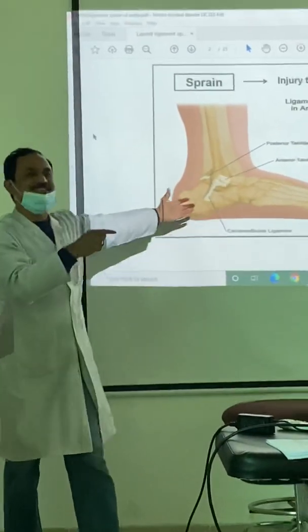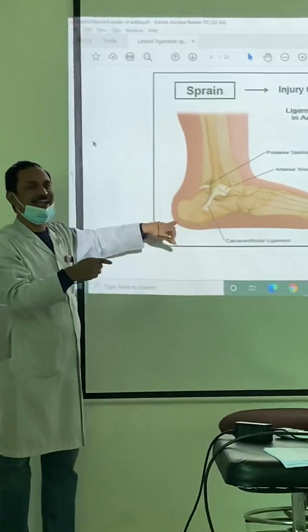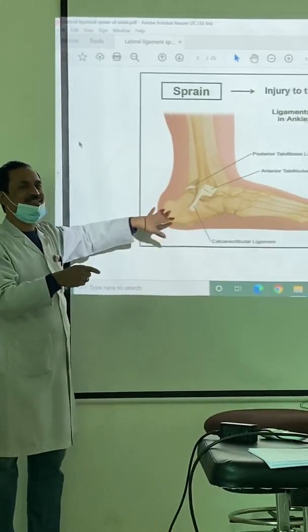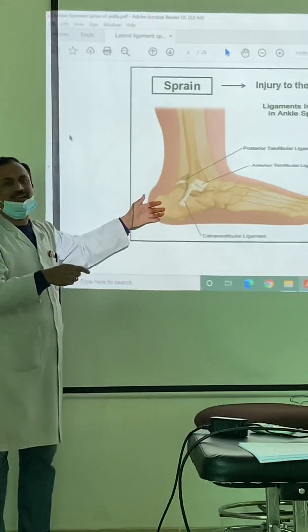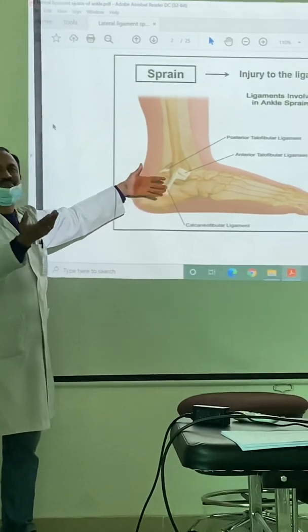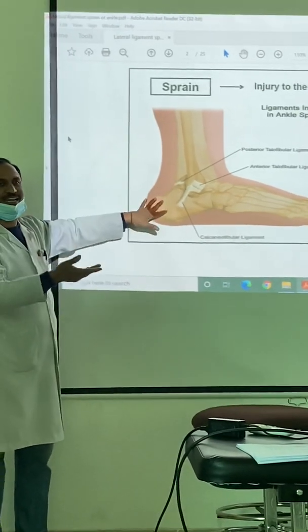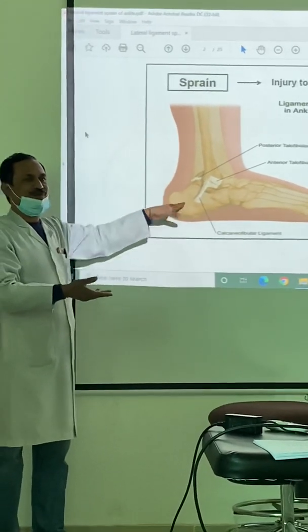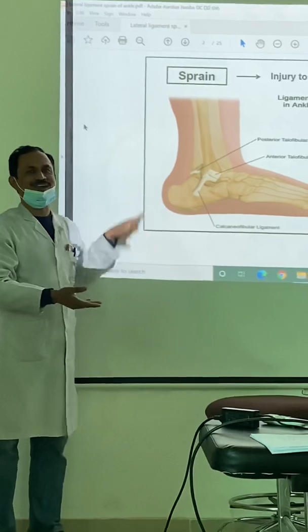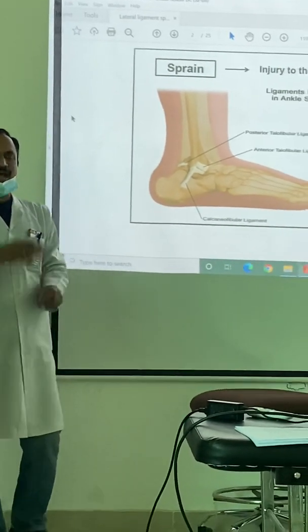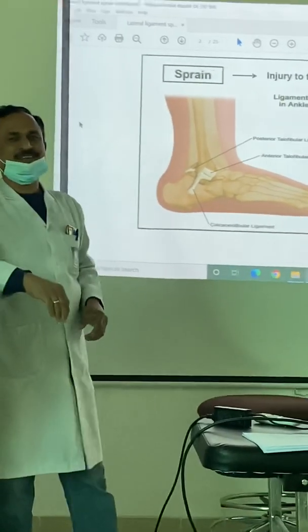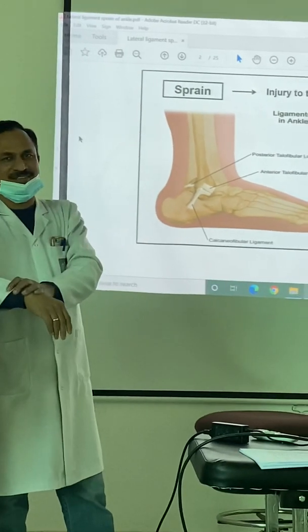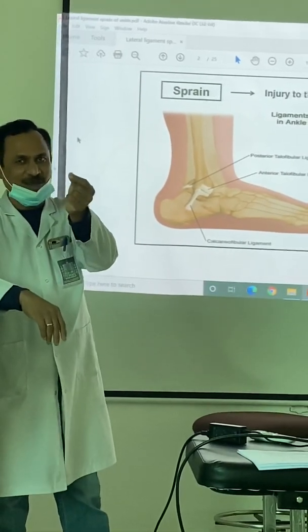That's why this joint's ligaments are called talofibular, because this lateral side we are studying. If you see the medial side, different names. But as we study lateral ligaments, laterally there is the fibula bone. That's why talofibular, calcaneofibular, all this.